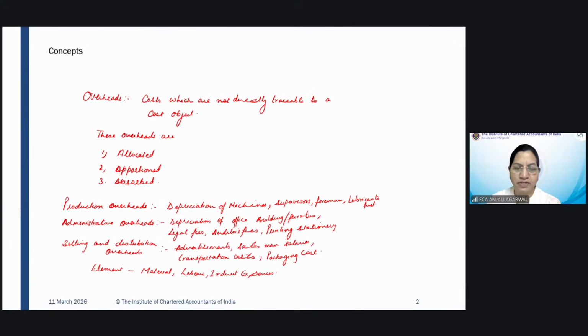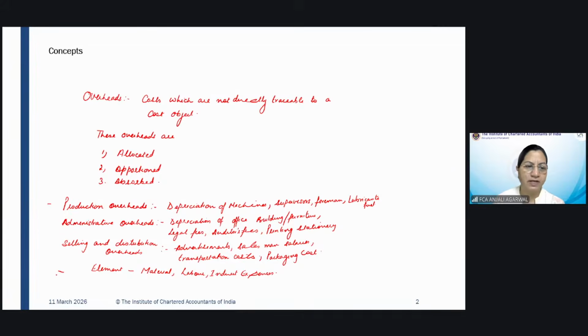Similarly, in administration and office overheads, depreciation of office building, this is an indirect expense. Legal fees, auditor fees, director's fees, this is the labor cost of administrative overheads. Printing and stationery, the stationery could be the material cost. Similarly, in selling and distribution, advertisement is an expense. Salesman's salary becomes labor, and the packaging that you use to transport the goods to the retailers and to the market, that becomes material.